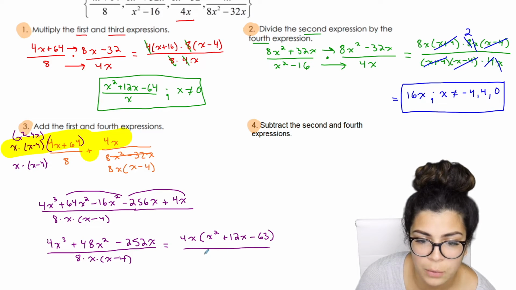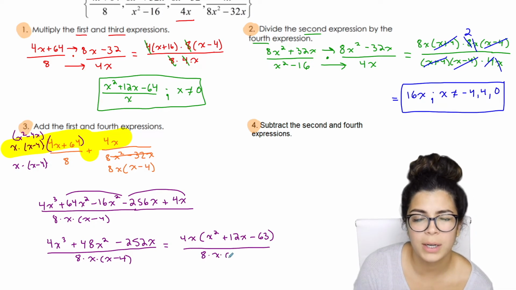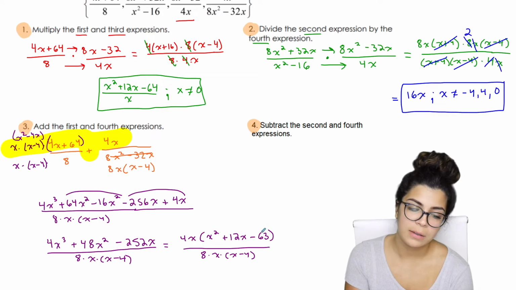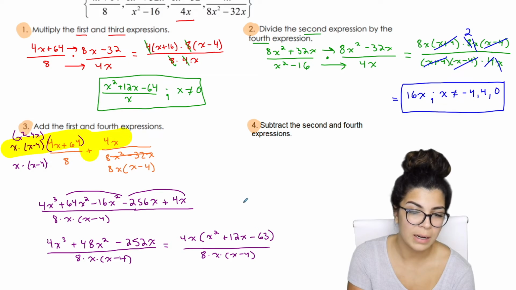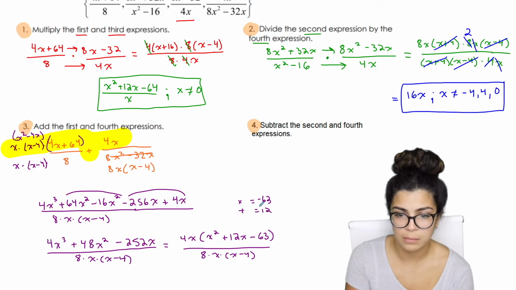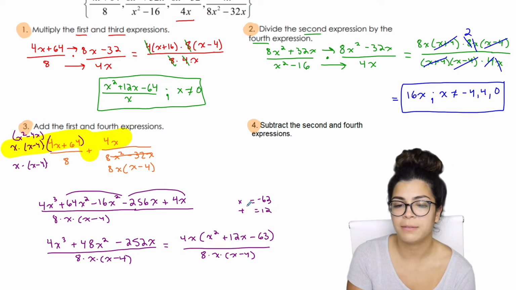The denominator, of course, is the same. Now, if I try to factor out this trinomial, multiplies to negative 63 and adds to 12, there isn't anything. So this method doesn't work, which means that it cannot be factored. So this is as factored as it can get.